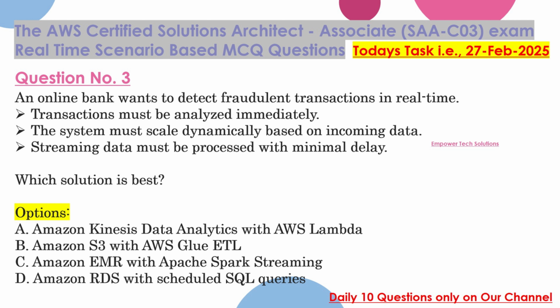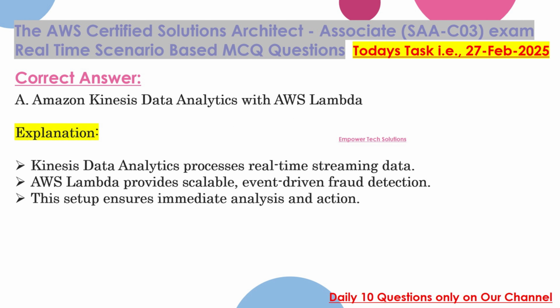Options: A. Amazon Kinesis Data Analytics with AWS Lambda. B. Amazon S3 with AWS Glue ETL. C. Amazon EMR with Apache Spark Streaming. D. Amazon RDS with scheduled SQL queries. Correct answer: A. Amazon Kinesis Data Analytics with AWS Lambda. Explanation: Kinesis Data Analytics processes real-time streaming data. AWS Lambda provides scalable, event-driven fraud detection. This setup ensures immediate analysis and action.